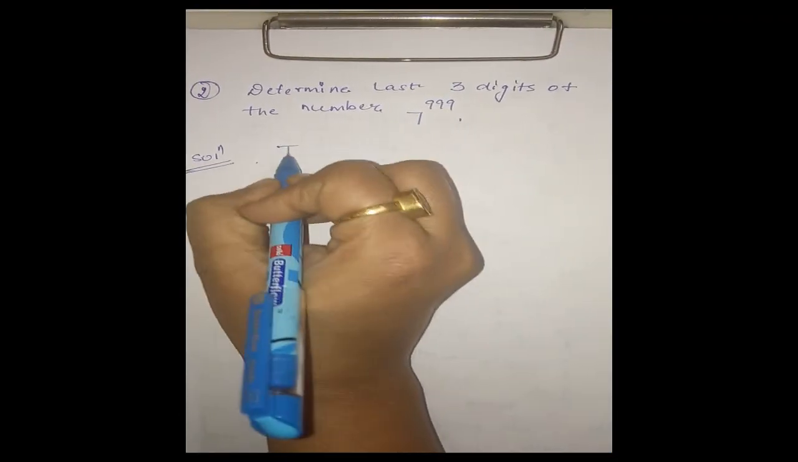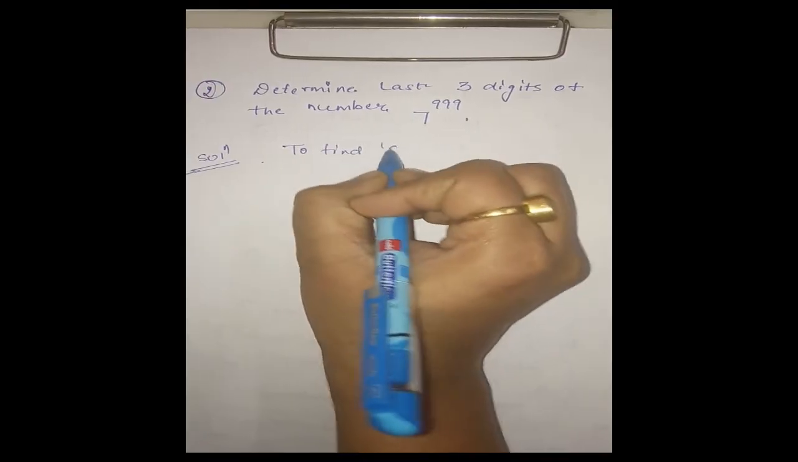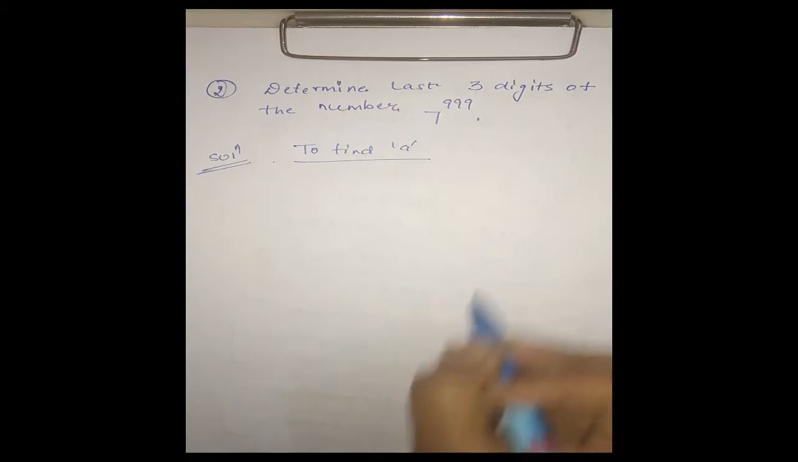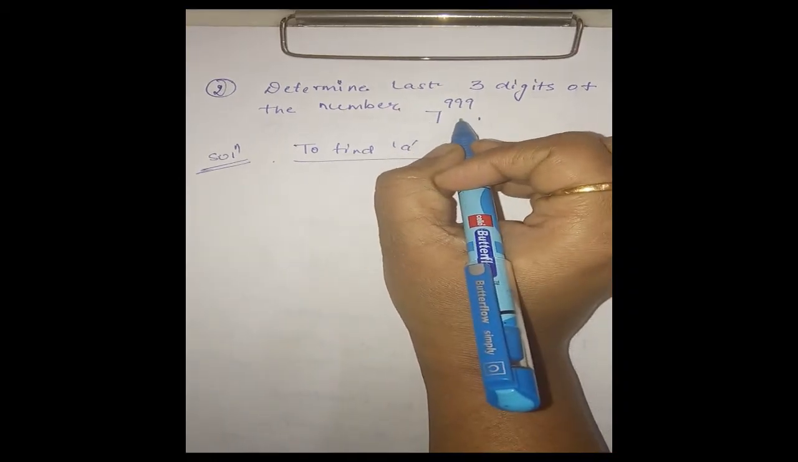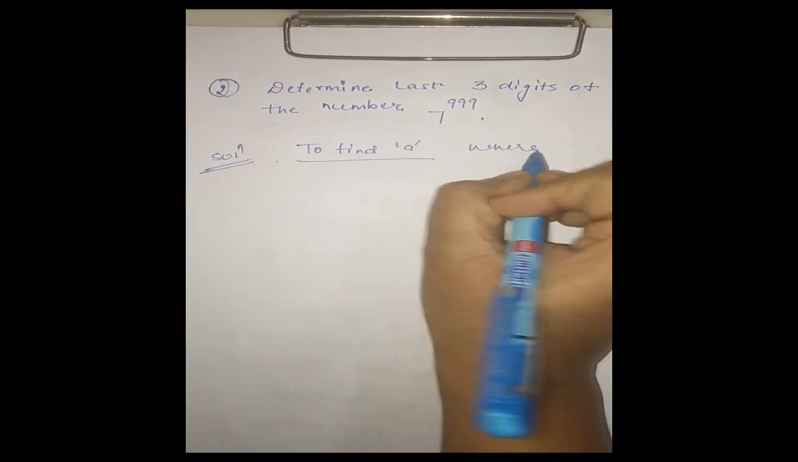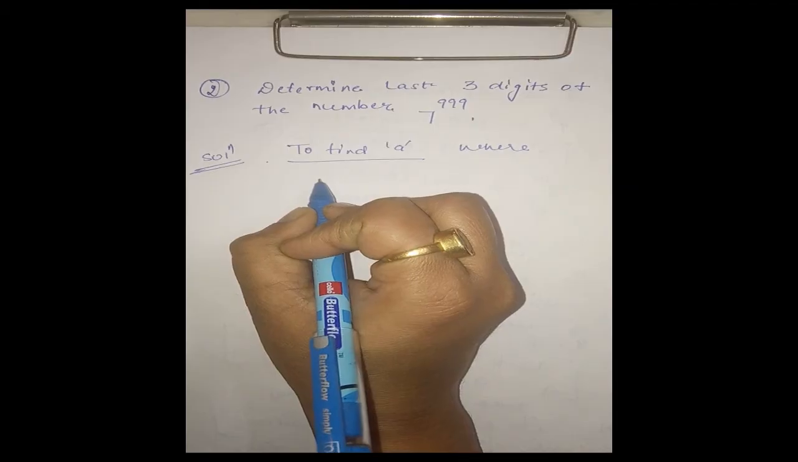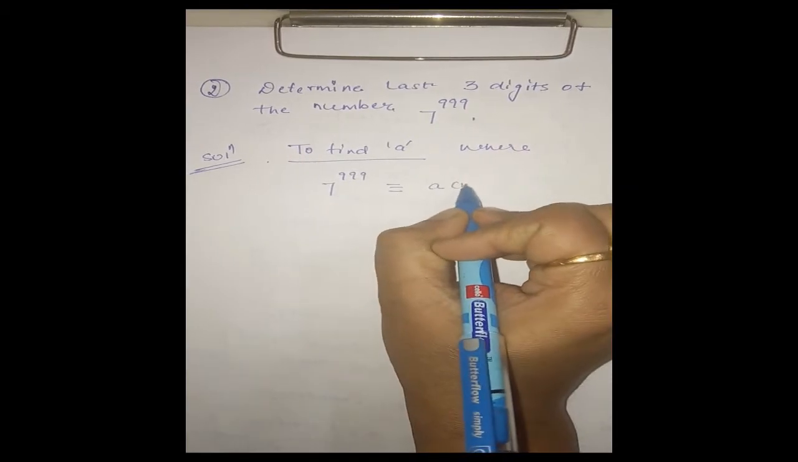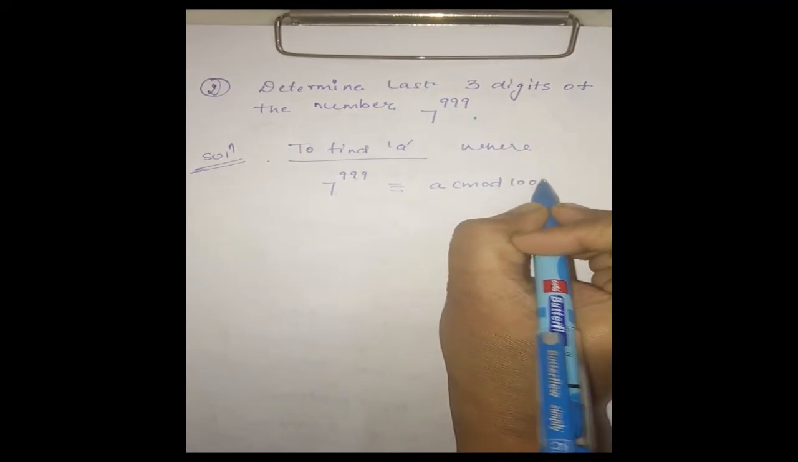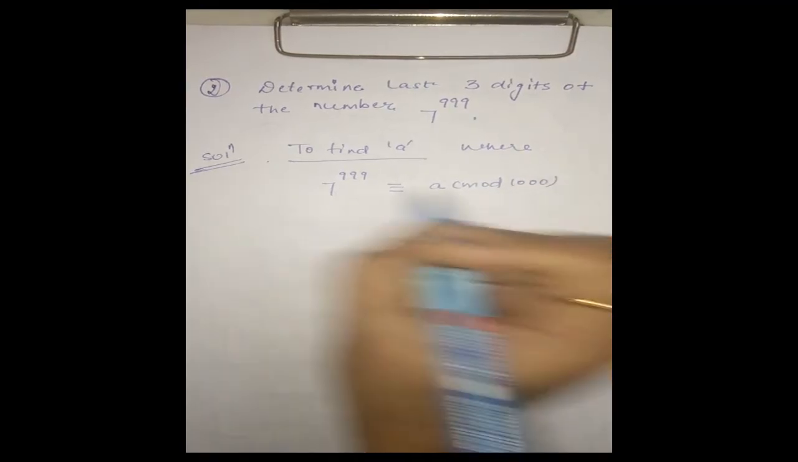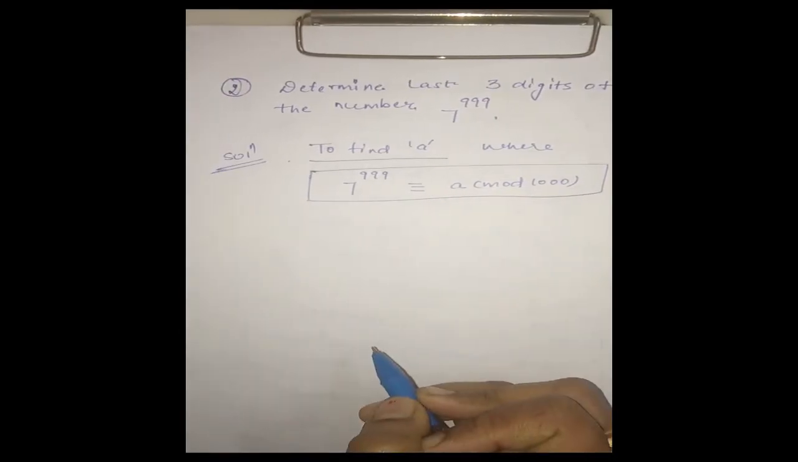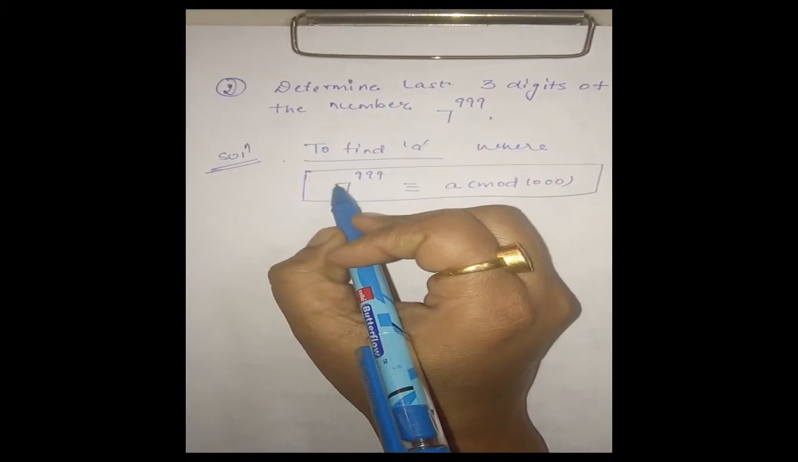Here also we have to find the last three digits. That means we have to find the remainder on dividing this number by 1000. To find A, where A is given by this congruence, 7 power triple nine is congruent to A modulo 1000, we have to find this A. This A will be the remainder, or the last three digits of this number.